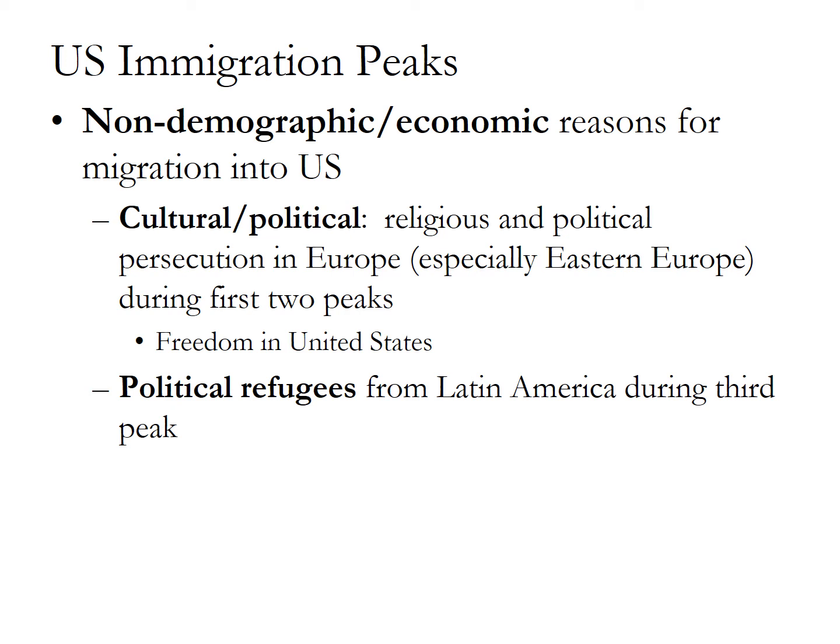And of course, we see tons of political refugees from Latin America and Asia during the 3rd peak. I know Asia's not written on there for political refugees, but we're talking about the Korean War, we're talking about the Vietnam War, the Cold War, everything that happened in the mid-1900s in Asia. So we see a massive amount of political refugees from those areas too. So remember, the main reason that people migrate was demographic. It is economic, but there are other reasons, and it's important to remember those things.